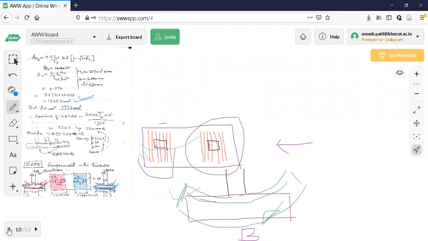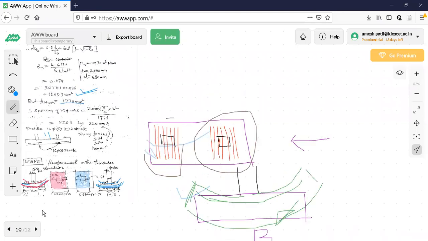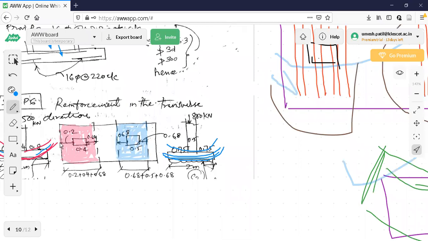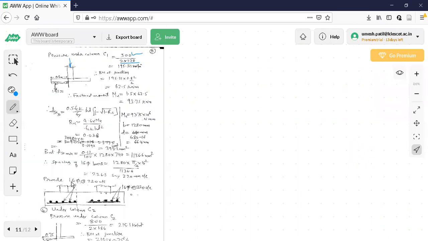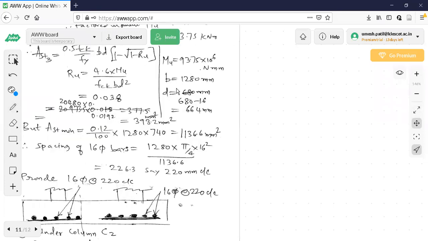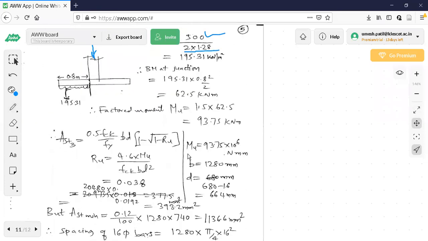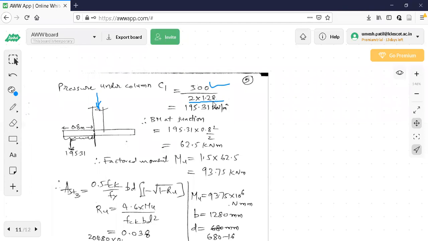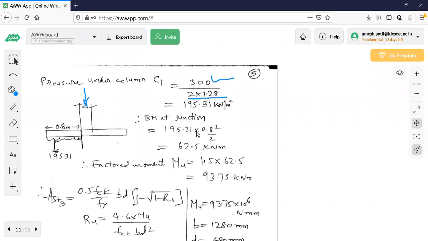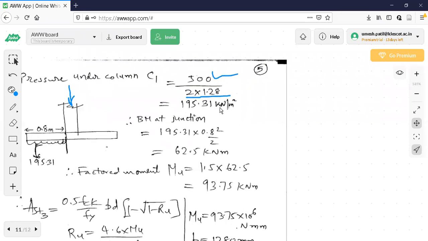What is this? This is 2 meter into this distance. This into this. Just observe this. 2 into 1.28. So whatever strip is defined there, that area. So this will give you pressure. This pressure calculation is 195.31 because of this.